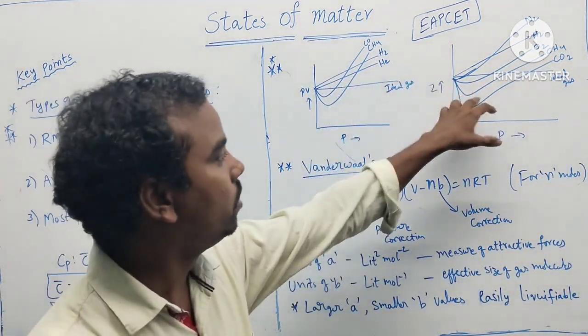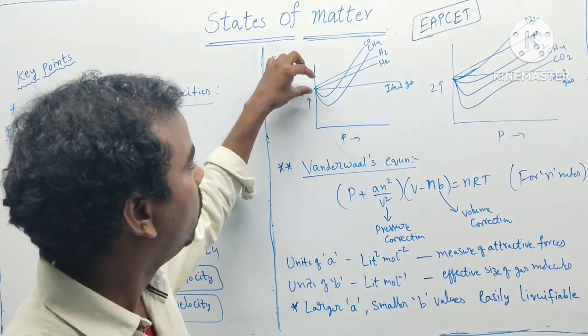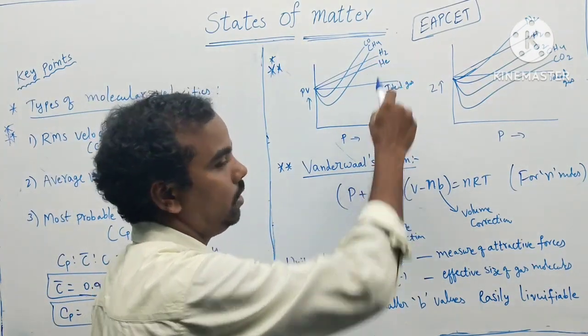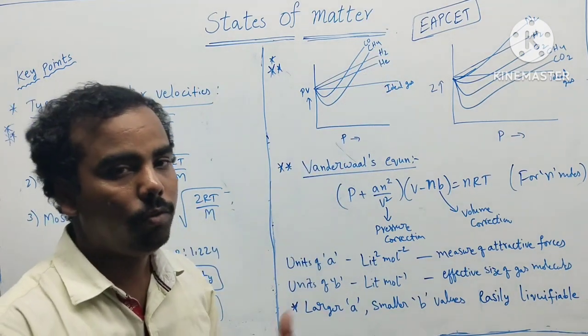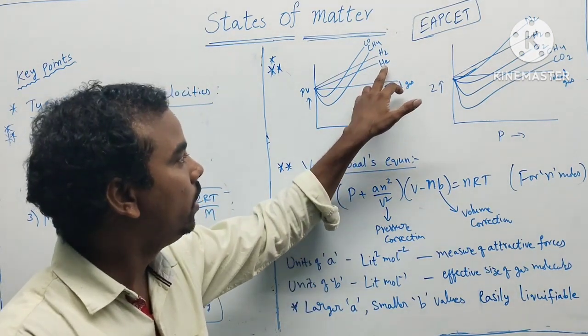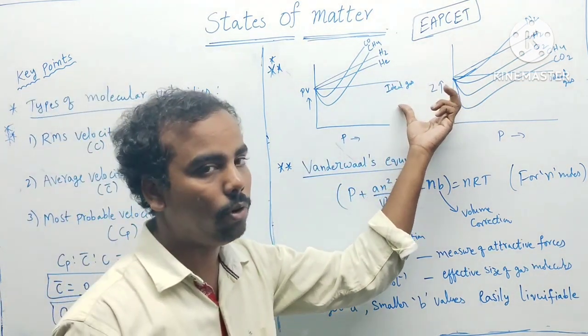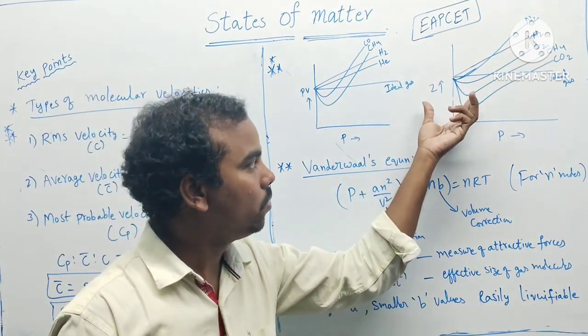Directly, graphs, these two graphs are given. This curve, if it is 1, 2, 3, 4 or A, B, C, D, the C curve indicates which of the following gases, or the A curve indicates which of the following gases. Like that, these two are very, very important, previous MSET questions.